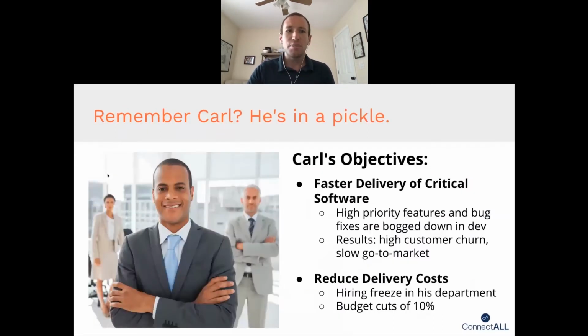So let's go ahead and check back in with our friend Carl. Remember him? He's left with a couple of pretty tall orders. There's a lot going on internally. The CEO and a number of folks on the leadership team are getting a little angry with what's going on in IT, and so they've tasked Carl with trying to figure out how to fix it. There's a lot of high priority features and bugs that are getting bogged down in the development phase, and customers are not pleased. They're churning at a very high rate. And then on top of that, there's a very slow go to market with any of the new features that product marketing is trying to push.